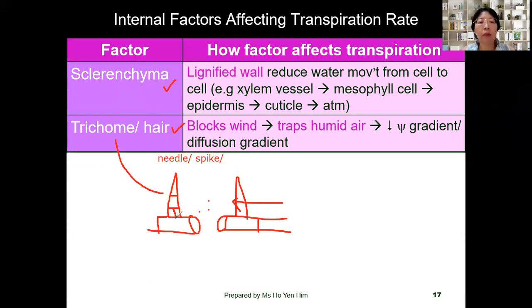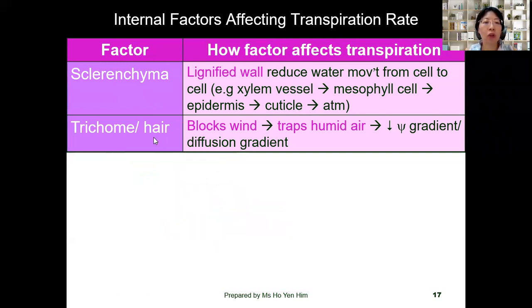from the epidermis that looks like hair and is supposed to block the wind so that it can trap the humid air in this space outside the stoma, so that this water vapor will not be blown away by the wind. This maintains the water potential here to be high, so that the water potential gradient will not be so steep between the substomatal air spaces and here. Okay?